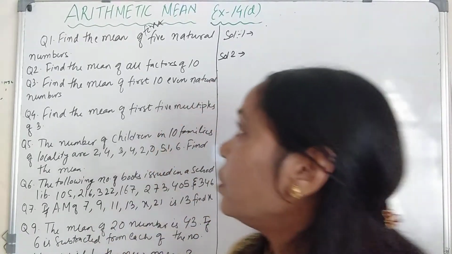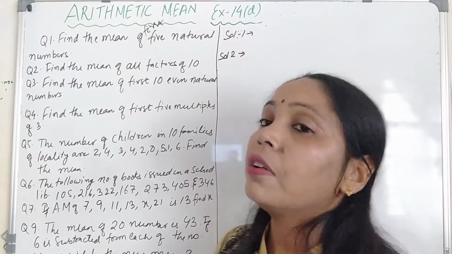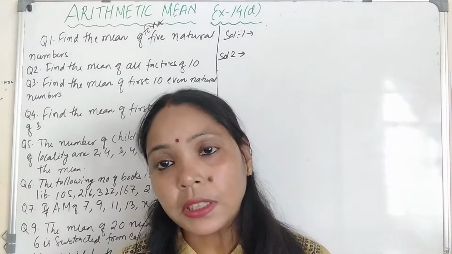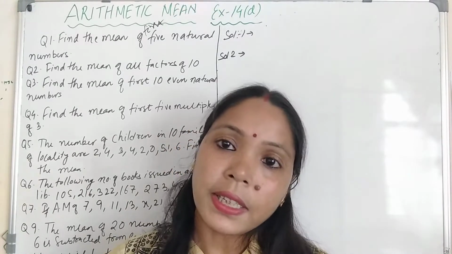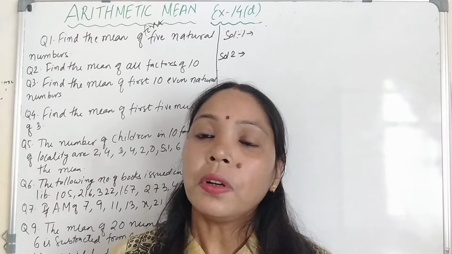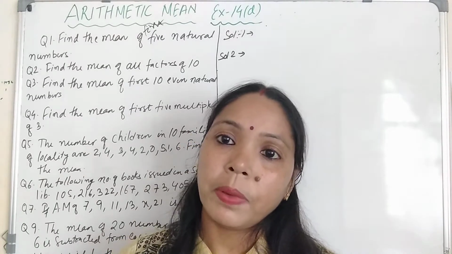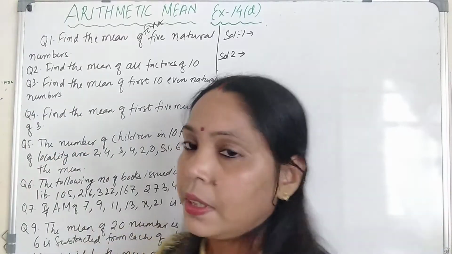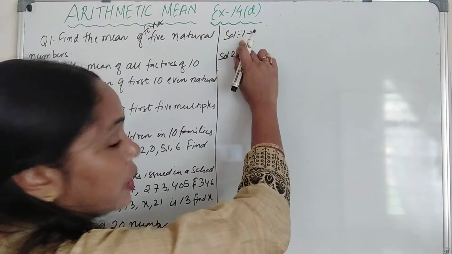Let's start. Question number 1. Find the mean of first 5 natural numbers. Now what are natural numbers? All the numbers are called natural numbers except 0. So the first 5 natural numbers will be 1, 2, 3, 4 and 5. Let's start. Solution number 1.